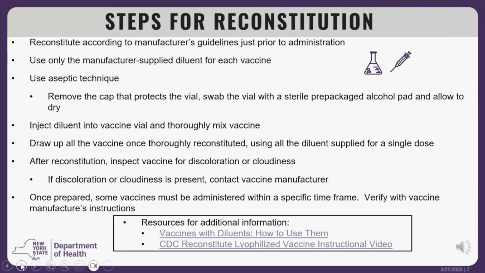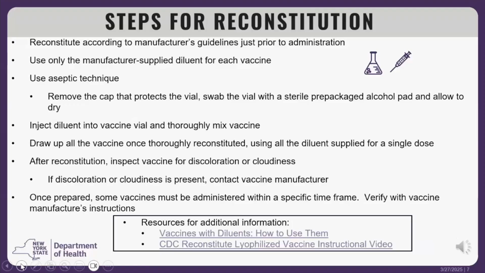This slide outlines the steps for reconstituting vaccine with a diluent. Reconstitute vaccines according to the manufacturer's guidelines just before administration. As mentioned previously, use only the manufacturer's supplied diluent for that vaccine. Use aseptic technique by removing the cap that protects the vial, and then swabbing the vial top with a sterile prepackaged alcohol pad and allow to dry. Inject all the diluent into the vaccine vial and agitate the vial to ensure thorough mixing. Consult the specific mixing instructions provided in the product information.